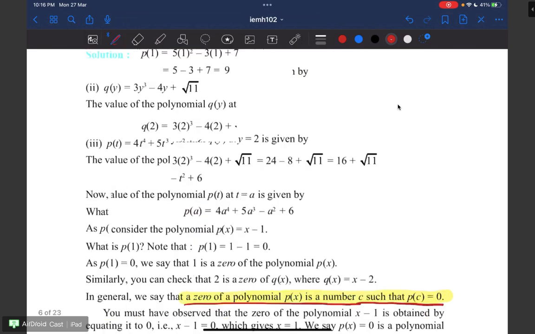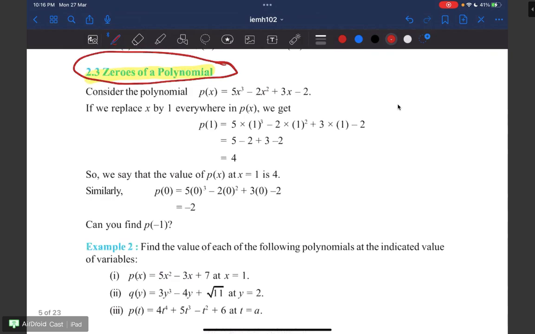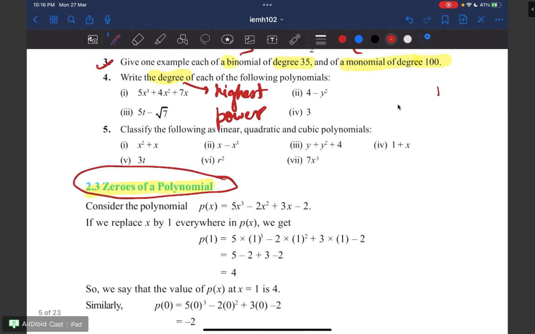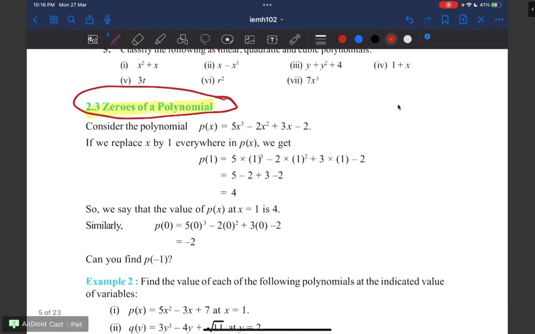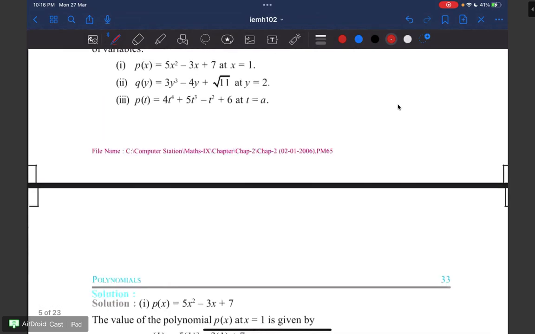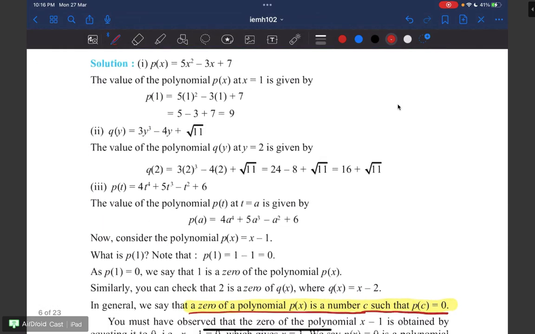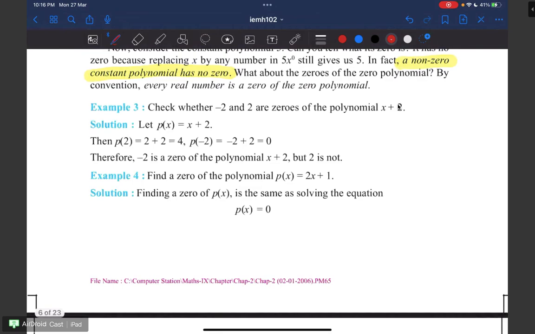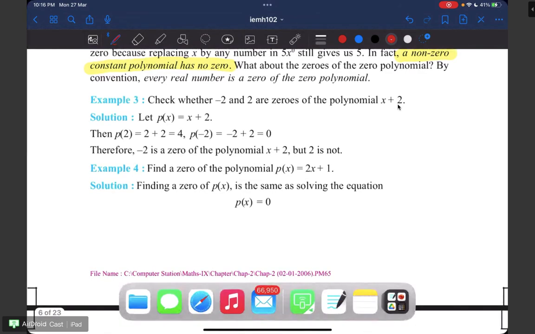Alright. So let's take one example given here in the book itself. So here if I take, let's say, x plus 2.